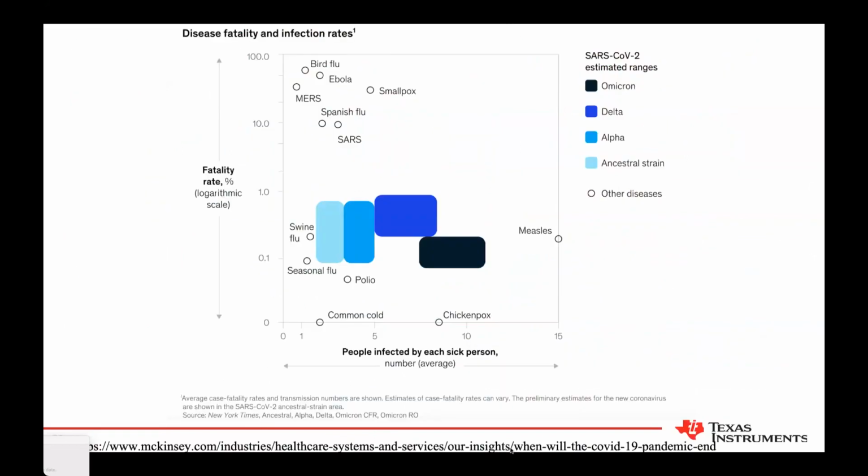Next slide, please. And another example, I just discovered this at the end of the pandemic. This one's a little harder to read, but it's the number of people infected by each sick person with a disease. So if you can see on the right side there, there's measles. So measles is very contagious. On average, if you have measles, you're going to infect 15 other people. But it's not very fatal. Very few people die. It's a little over 0.1% of the people who die from measles.